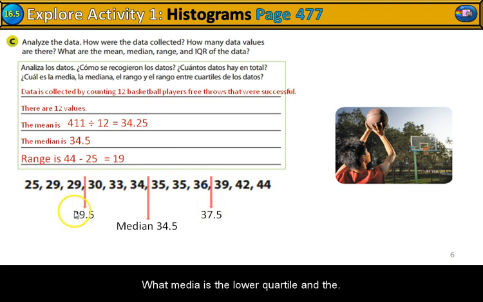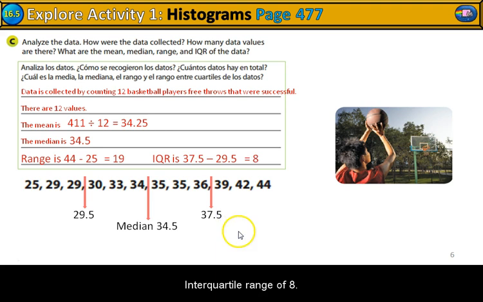The left median is the lower quartile, and the right median is the upper quartile. Subtract those to find the difference as well. 37.5 minus 29.5 is an interquartile range of 8.